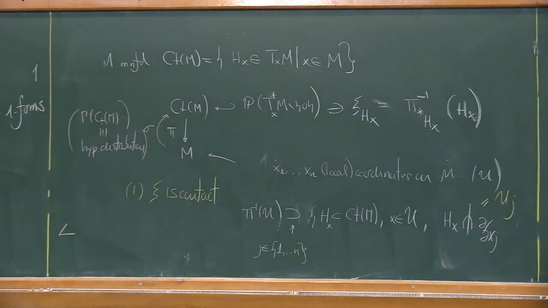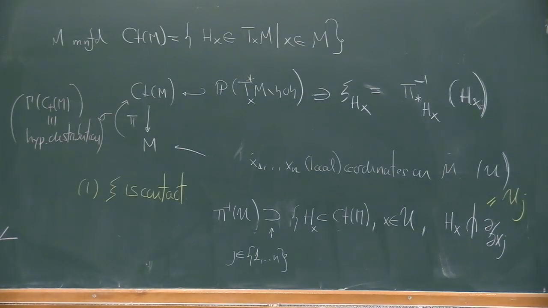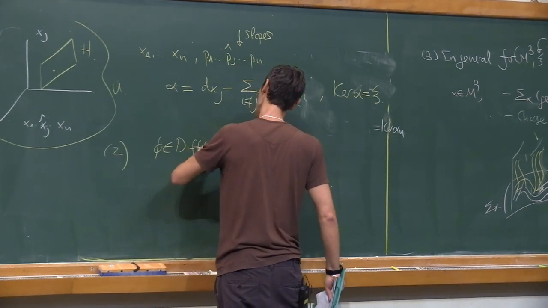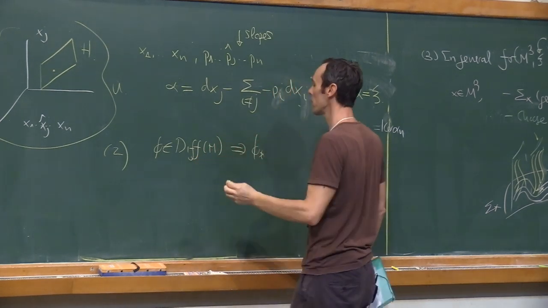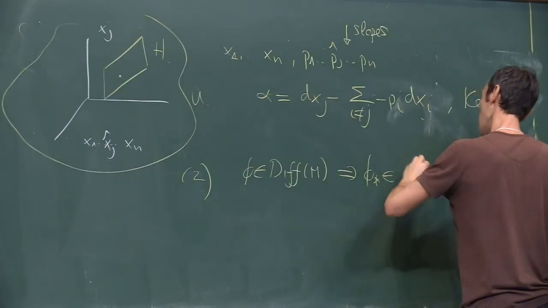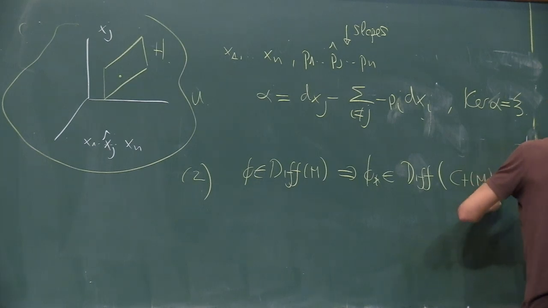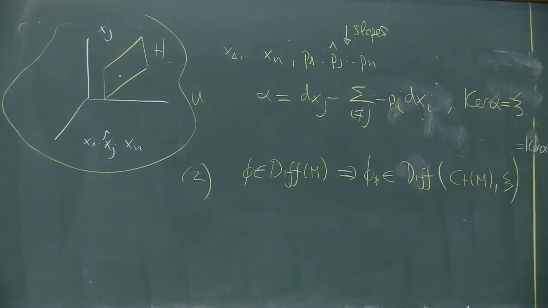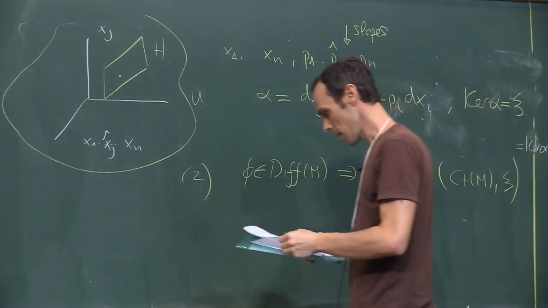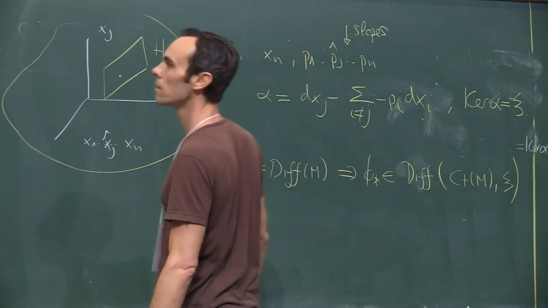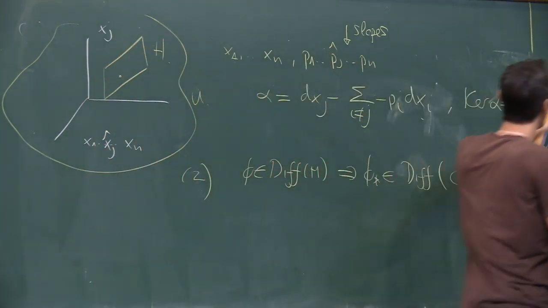There's a second obvious property, which is analogous to the one that you have for cotangent bundles. I mean, for a cotangent bundle, whenever you have a diffeomorphism on the base manifold, it leads to a symplectomorphism on the cotangent bundle. Here it is the same. So if you take phi, a diffeomorphism of M, you can lift it to a diffeomorphism of the manifold of contact elements. And not surprisingly, this is a contactomorphism. It preserves the contact distribution, right? OK, one more example.